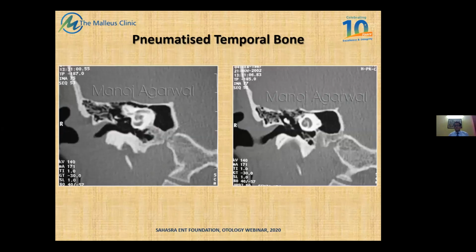Same patient, coronal views. Look at this right panel. The cochlea just seems to be hanging. It just seems to be supported by this thin strut of bone, nothing else, and with these very fine trabeculations of the periantral air cells or the air cells.